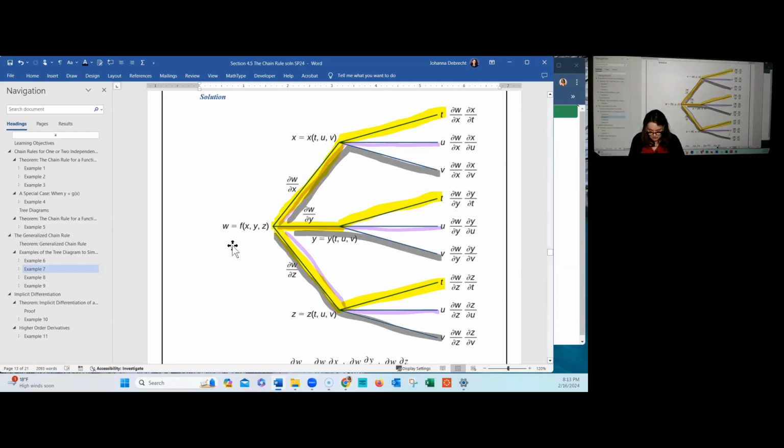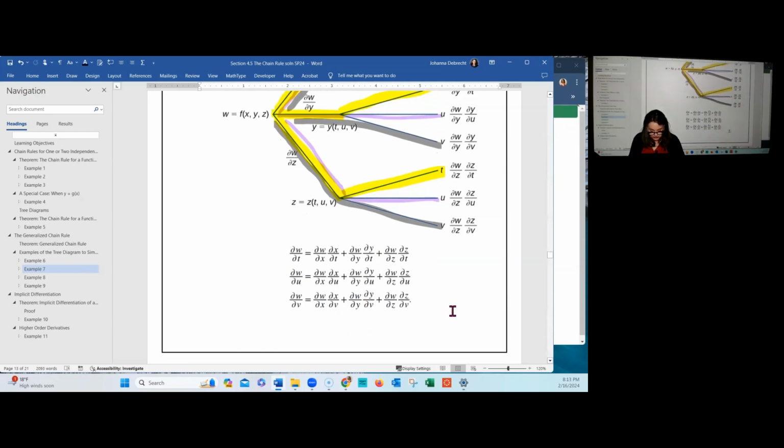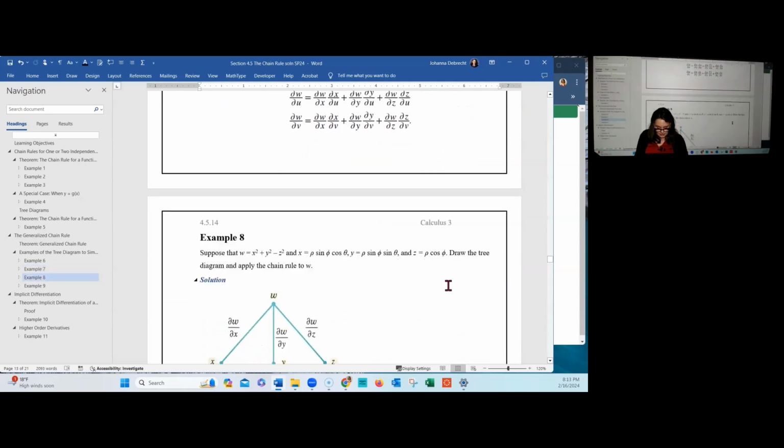Here are the equations that we have for the partial derivative of W with respect to T, U, and V. Notice that each one has three terms in it corresponding to the three independent variables that W is originally based on, X, Y, and Z. There are three partial derivatives for W because X, Y, and Z were themselves functions of three independent variables. Let's now move on and take a look at example 8.